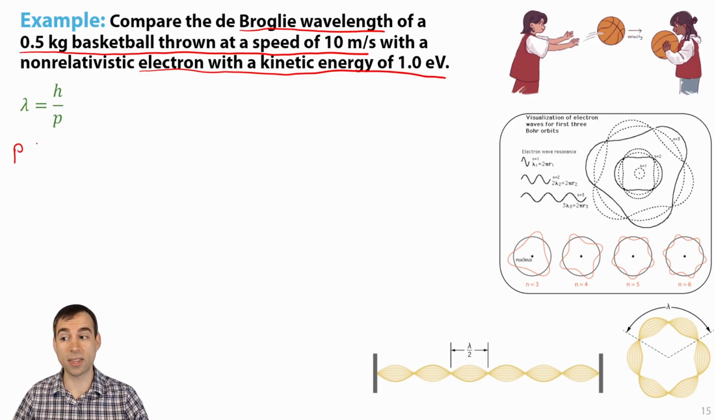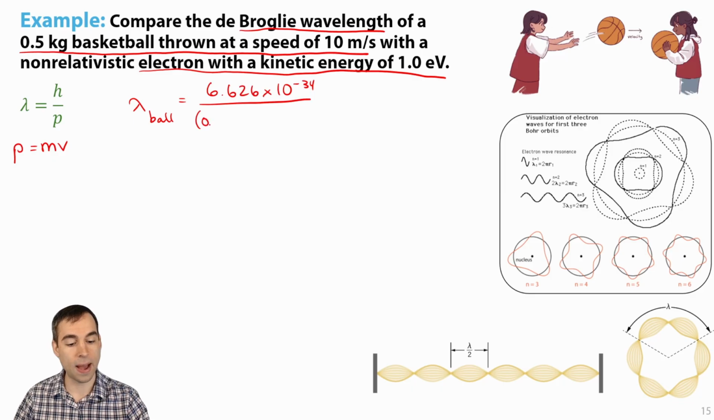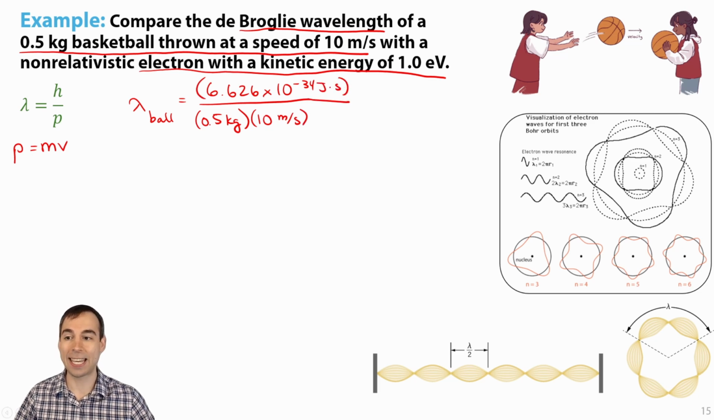So we recall that the momentum for a massive object, anything with mass, is equal to mass times velocity. So the wavelength of the basketball could be calculated as Planck's constant divided by the mass of the ball times its speed. Remember, the units of Planck's constant are joule seconds. We're going to use joule seconds because that'll keep us in the units of meters for this wavelength.